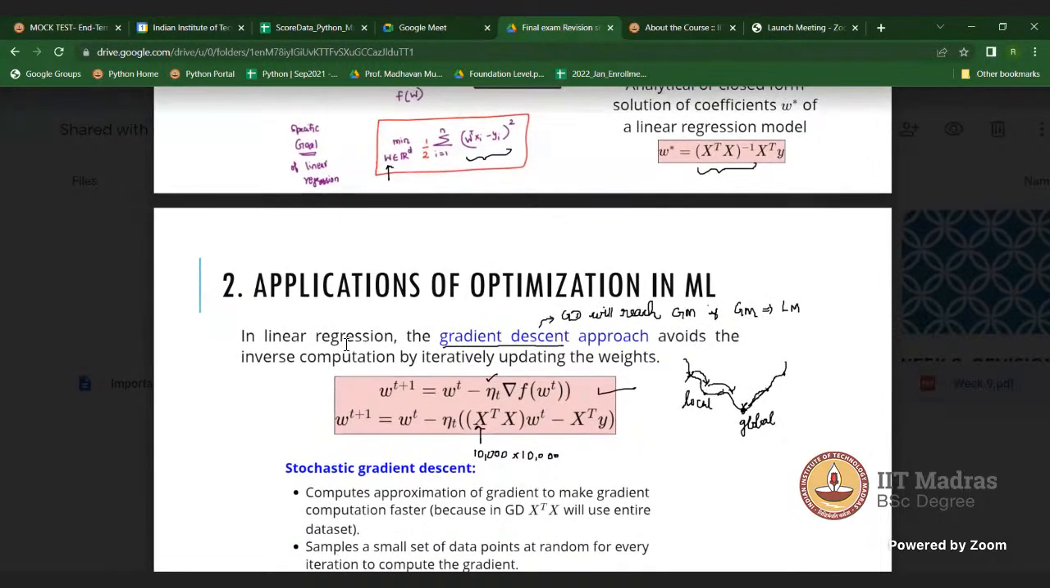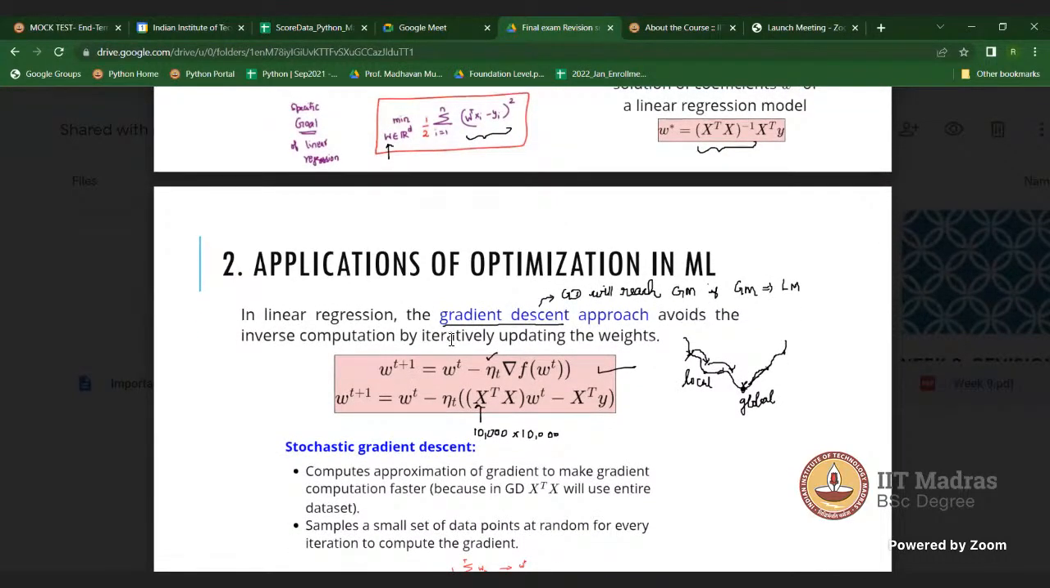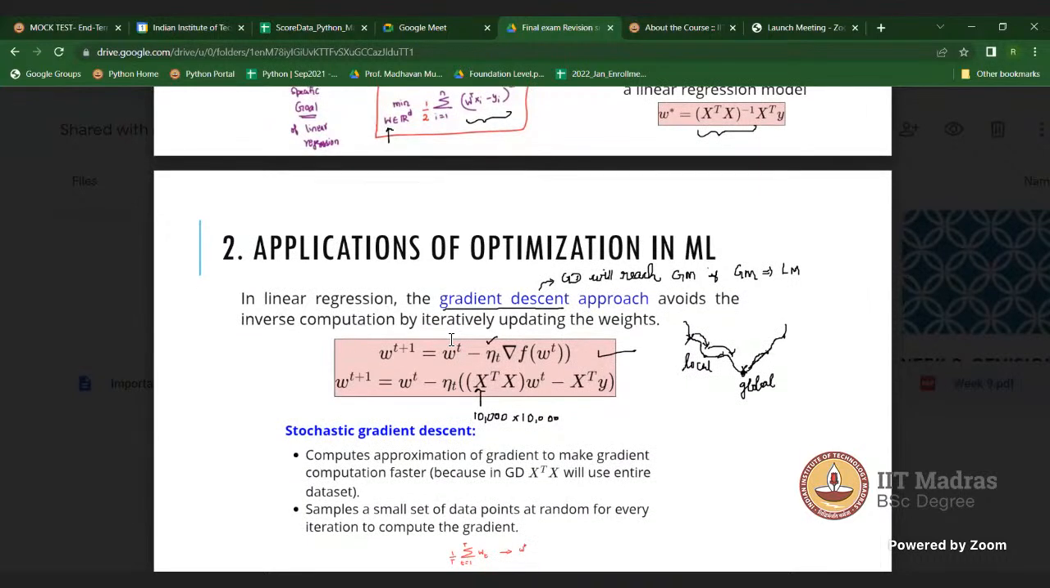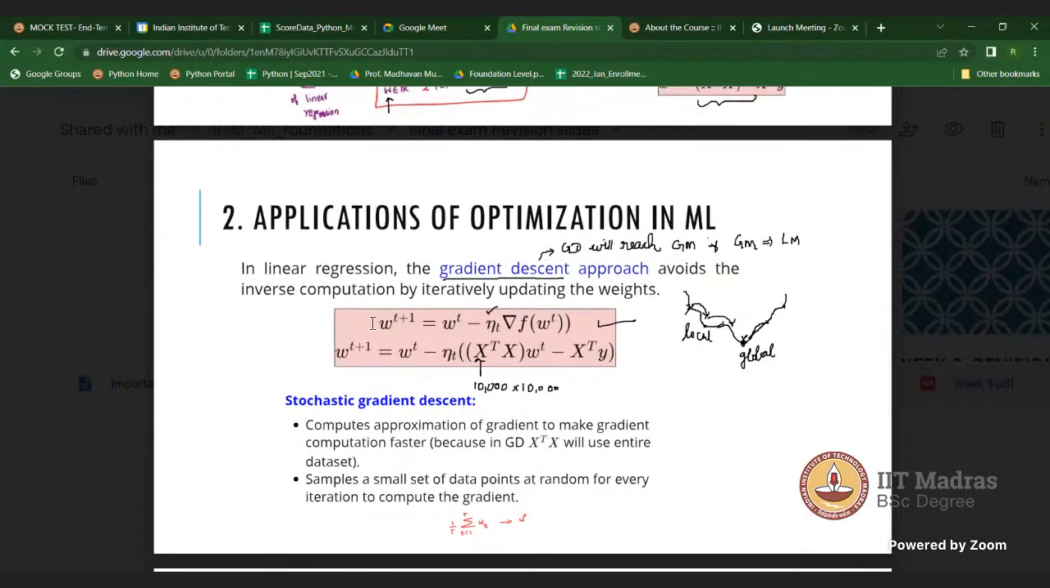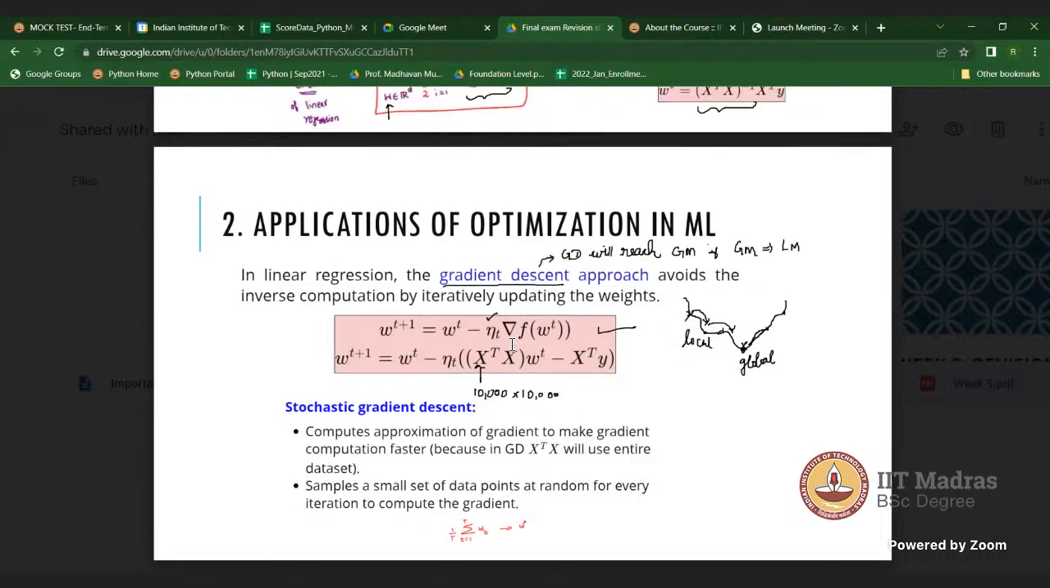So the other way to do it is just like we did for the gradient descent method, right? What we do is assume some w value initially, and then using an iterative process, we reach that optimal w star. Okay, is this clear until now?